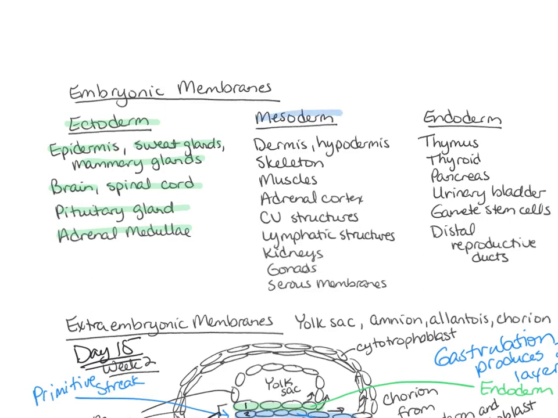The mesoderm forms structures like the dermis, the hypodermis, the skeleton, the muscles, the adrenal cortex, the cardiovascular structures, lymphatic structures, kidneys, gonads, and serous membranes. The endoderm forms the thymus, the thyroid, the pancreas, the urinary bladder, gamete stem cells, and distal reproductive ducts. All other cells become the extraembryonic membranes.